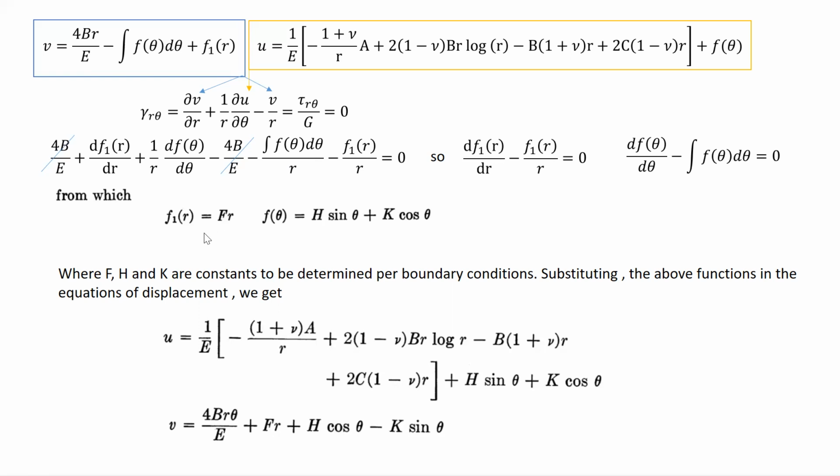The solution of that is given by these two expressions. The solution of f1(r) is f(r). The solution of f(theta) is given by this. Substitute there. You end up with these two equations that give you the displacement in the radial and theta directions. Of course, we have the constants K, H, and F that need to be solved based on the boundary conditions.